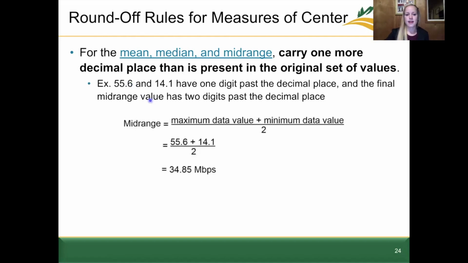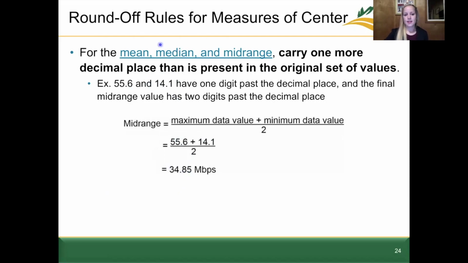So here on the last slide, we just did this example for finding mid-range. The data values we used were 55.6 and 14.1. The maximum and the minimum value here, they both have one number past the decimal place, right? So decimal place 6, decimal place 1. So in our final answer for the mid-range, this final answer carries one more digit past the decimal place than these original values in the data set. So here 55.6 and 14.1, again, both just one digit past the decimal place. Here in our final answer, 34.85, we have 2 digits past the decimal place.